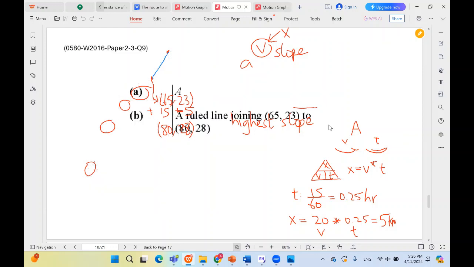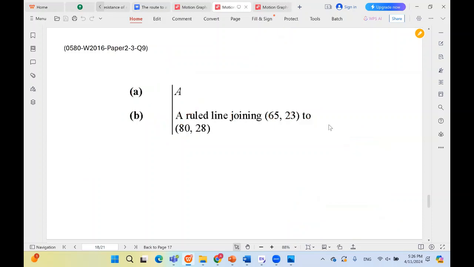So A is correct. And then for B, you want to join 65 and 23 with the point 80 and 28 as we specified. And this would give you the correct line.